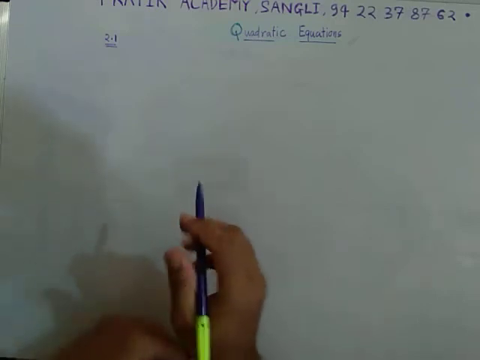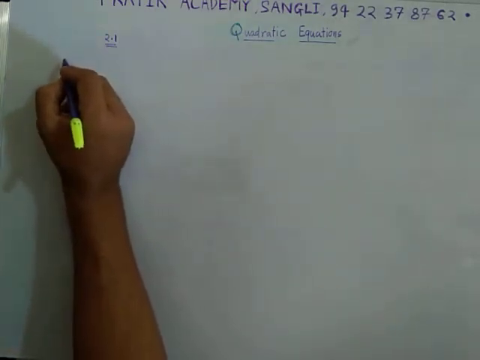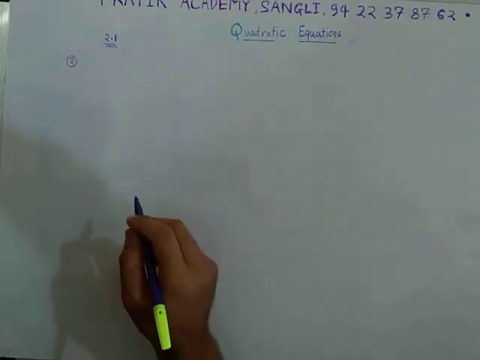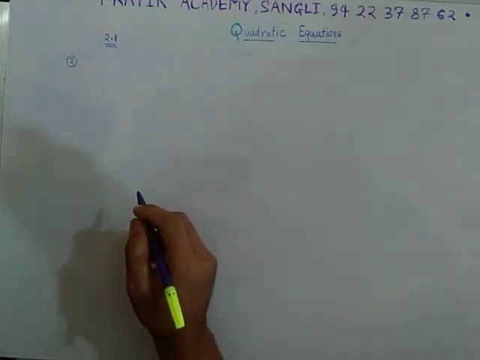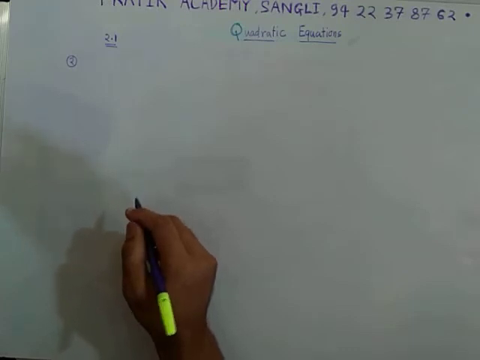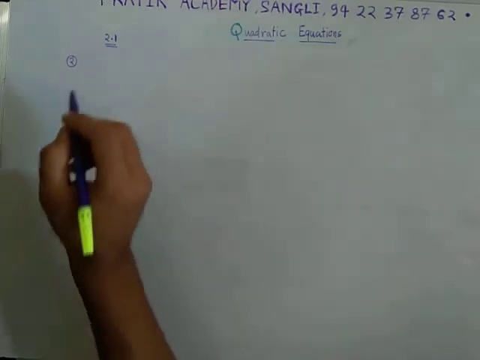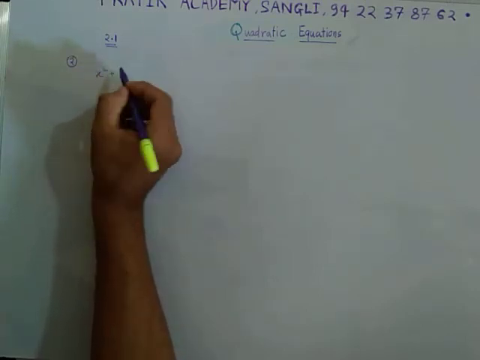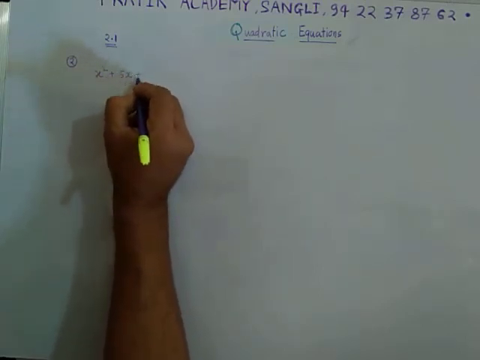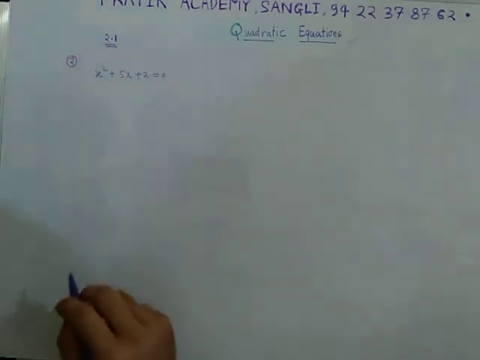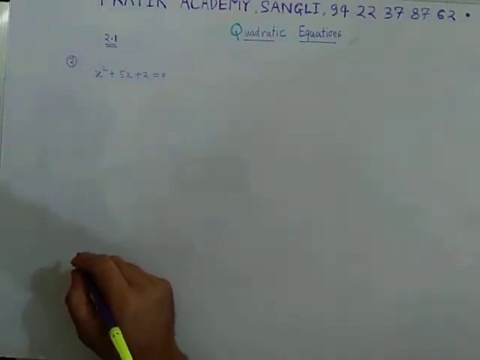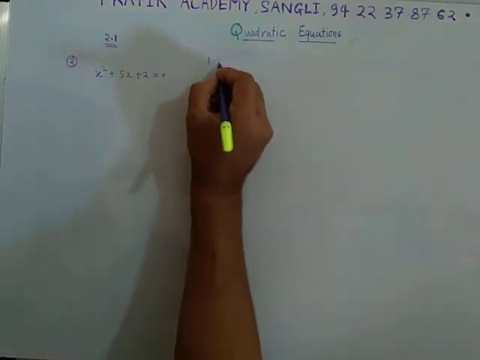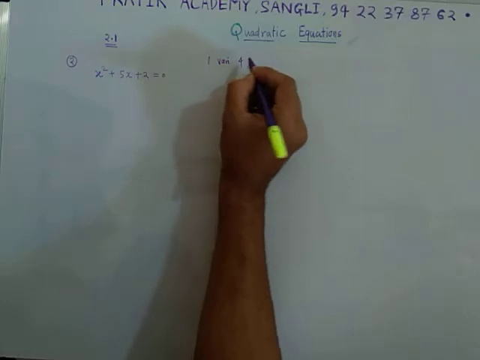Okay, so let's start. We will start with question number 2, that is, which of the following are quadratic equations? I will take the first simple example: 1, x square plus 5x plus 2 is equal to 0. So what is the definition of a quadratic equation? We require one variable and degree 2.